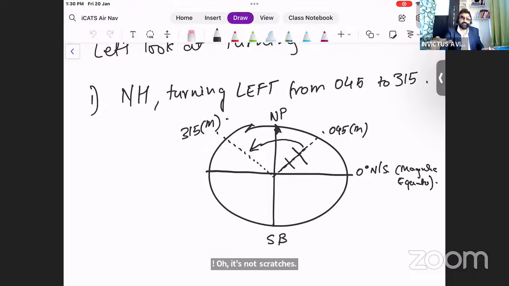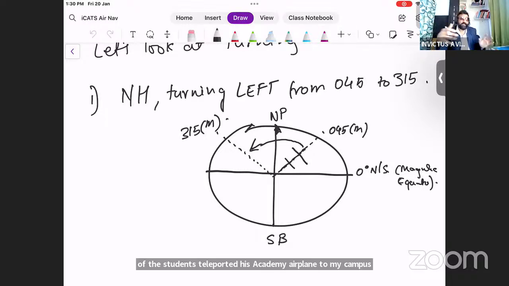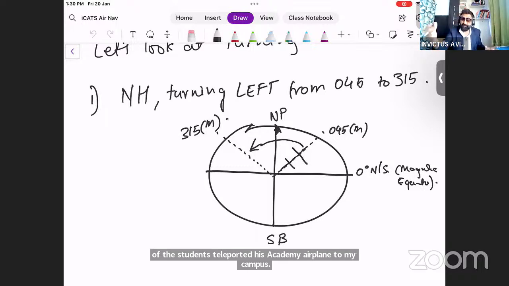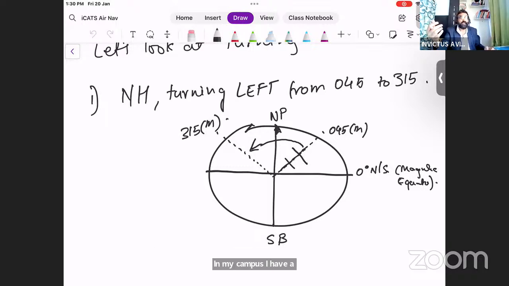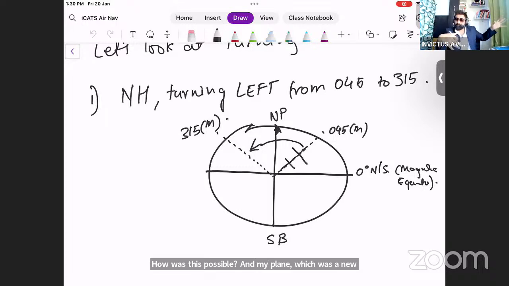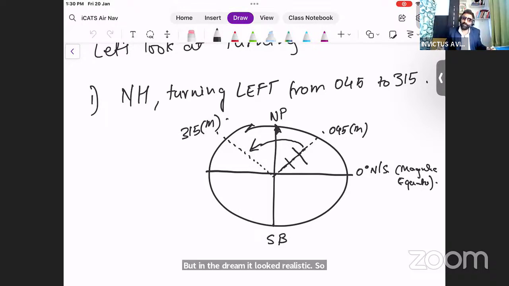By the way, students, yesterday I had a dream where one of the students teleported his academy airplane to my campus. In my campus, I have a hangar also, apparently, in my dream. And I was like, wow, how was this possible? And my plane, which was a new plane in my campus, got transported to him. I was like, how did he do it? I don't know. But in the dream, it looked realistic. So that plane was a broken plane, and I was looking at the plane.